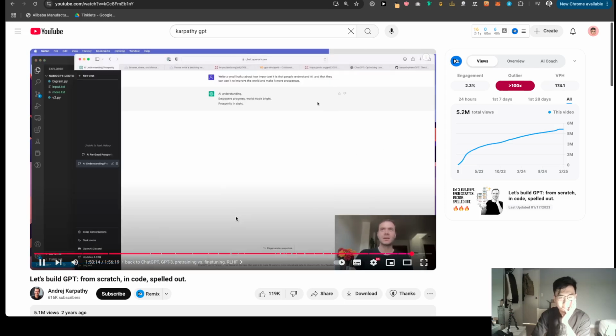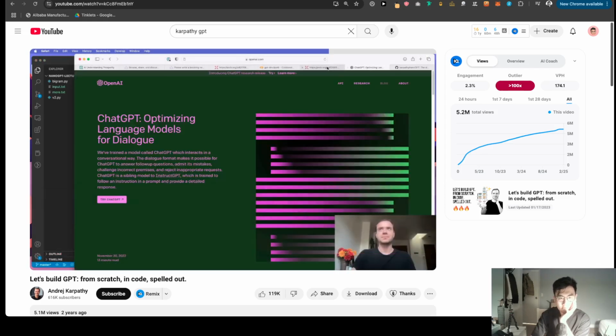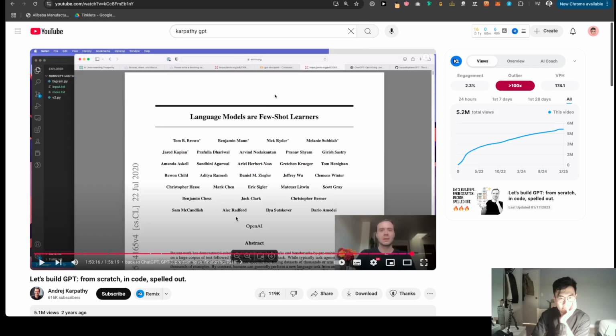Is his name going to be on there? Now when you go to the GPT-3 paper, I guess Karpathy didn't work on GPT-3 because he was at Tesla.